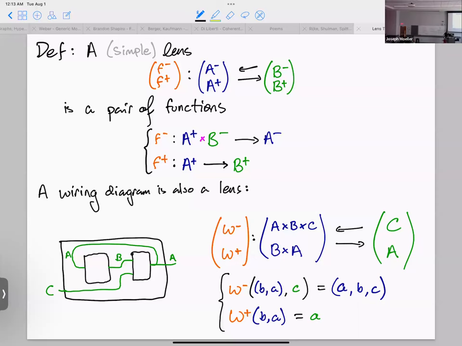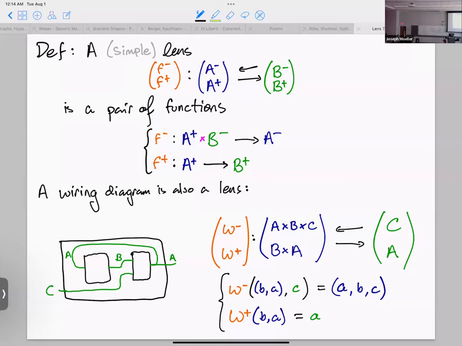Okay. So a wiring diagram is also a lens. In this case, it's really important that we have different things on the bottom and top. This wiring diagram, which we saw on the previous page, can be described as this lens. Let me go through it. In this wiring diagram, there are inner boxes and an outer box. The outer box is going to appear on the right in the codomain of the lens, and the inner boxes are going to appear on the left in the domain of the lens.